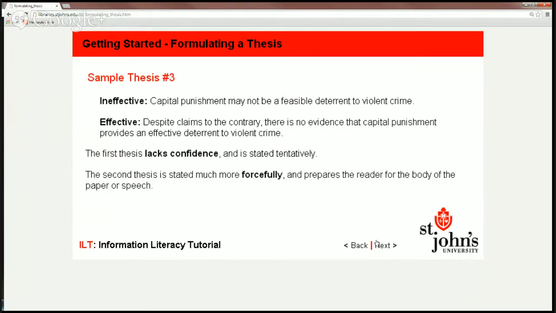Now let's look at this one. Capital punishment may not be a feasible deterrent to violent crime. It may not be, okay, and that is kind of what we call hedging. So we don't want to sound too cocky or confident in our answer to a question. So capital punishment may not be feasible as a deterrent to crime.